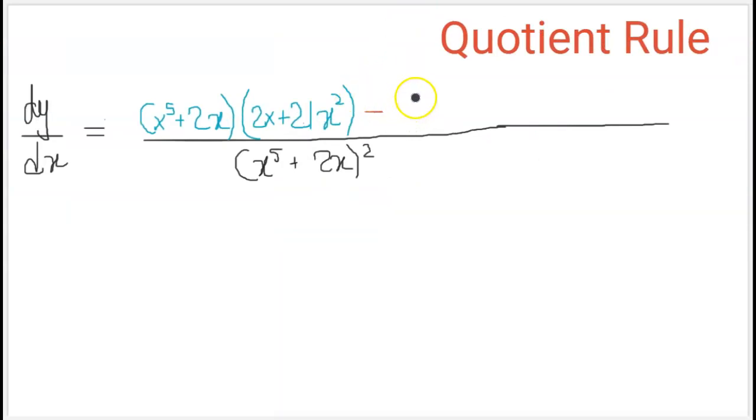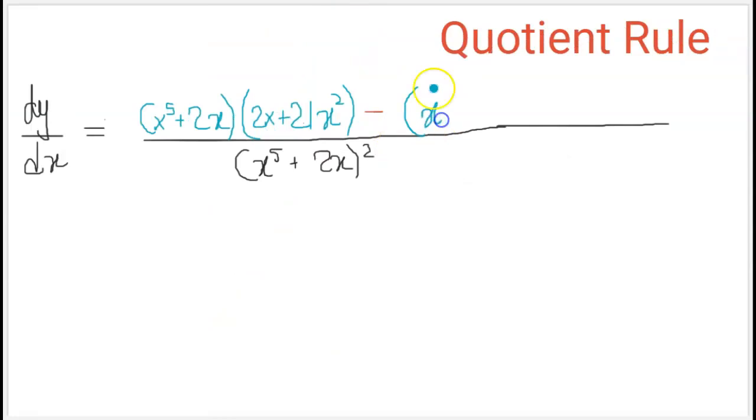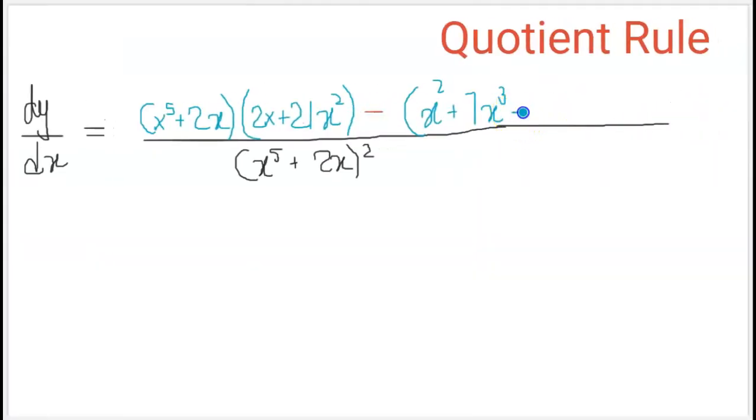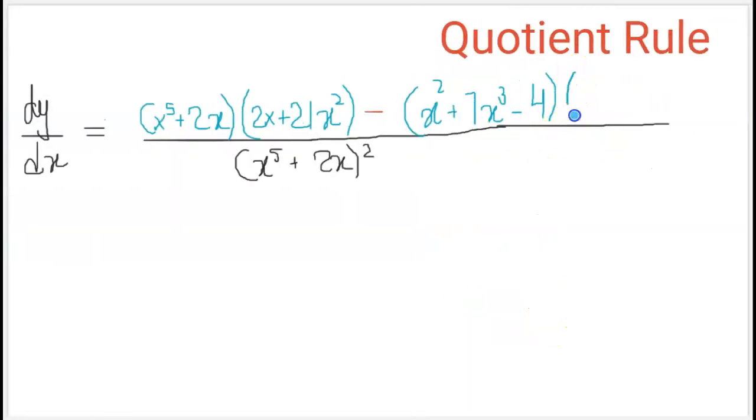So u is x squared. So I'm just copying u from here. x squared plus 7x cubed minus 4. And then I got the dv over dx, which is 5x to the power 4 plus 2. Once I got this one, I will see if I am able to solve it or not.